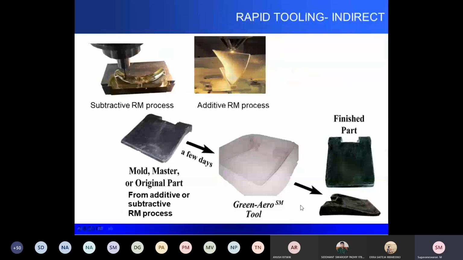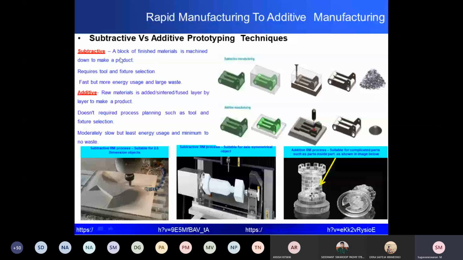Again, this rapid tooling or rapid manufacturing can be classified into two categories: subtractive rapid manufacturing and additive manufacturing. What is subtractive rapid manufacturing? You need a component. Could you able to see this slide? Subtractive versus additive rapid prototyping. Yes, sir. Okay, so in another 3 minutes, we'll complete this session.